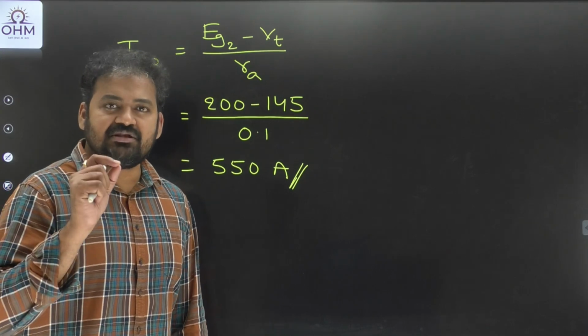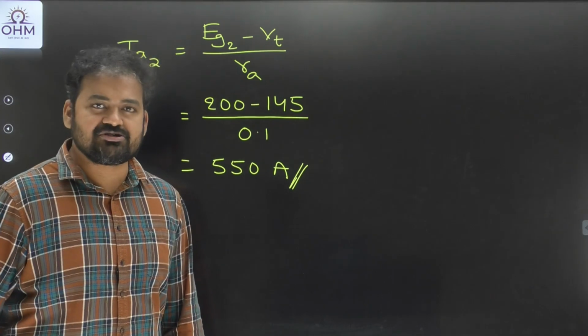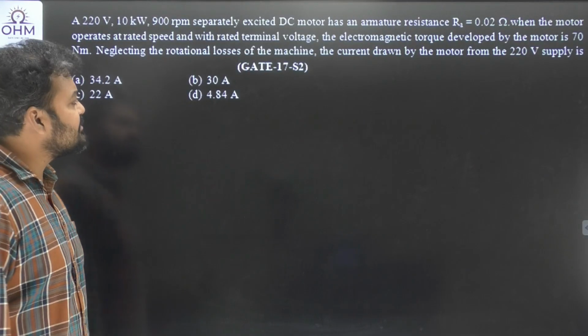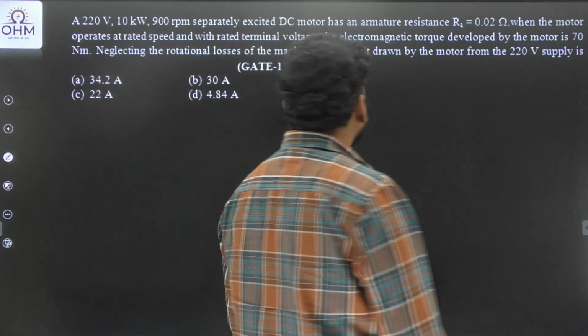As the machine is separately excited, flux remains constant. Easy problem. All right, let's move to the next problem. This is a question from the GATE 2017 paper. It's an objective type question.